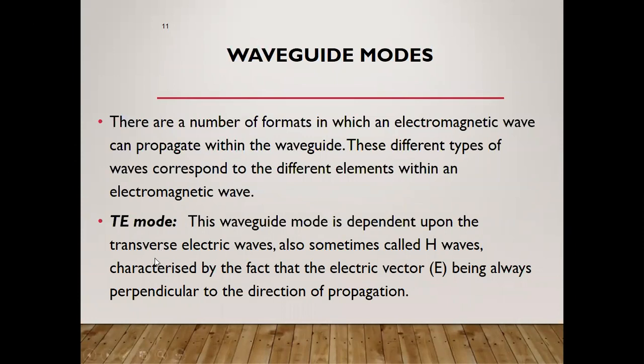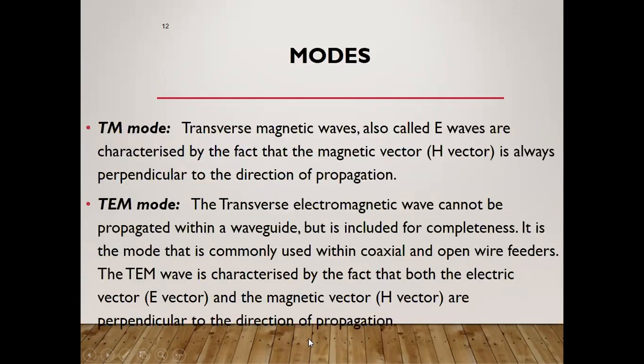See here. There are various modes. Number one is the TE modes. Number two is the TM modes. Number three is the TEM modes. TE, TM, TEM. So what is the TE? That is Transverse Electric waves. The waveguide mode depends upon the transverse electric waves. Many times it is also known as H waves. It is characterized by the electric vectors. We know very well the electric field is denoted by E and the magnetic field is denoted by H, and they are perpendicular to each other in direction.